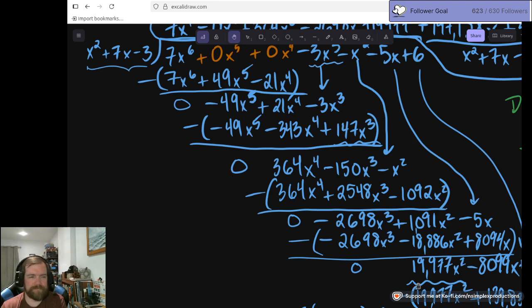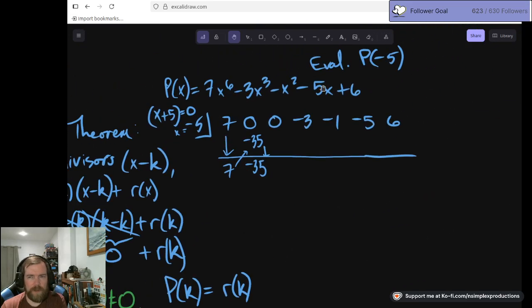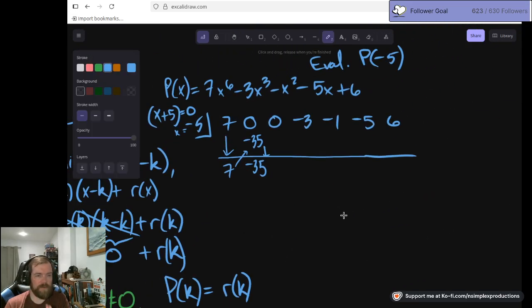So, why bother, right? We don't need to write those. And we don't need to write a lot of other stuff in synthetic division. Again, we don't need to write the quotient because it's going to show up right here, right? What are we multiplying by every time? So we start with 7. We get negative 35.